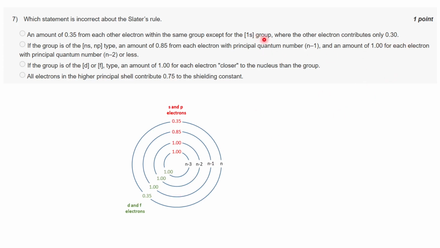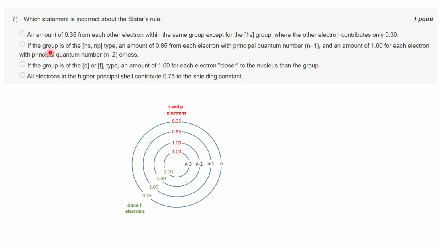If it is in 1s, and we are looking at a 1s electron, then each will contribute 0.3. But for other cases, it will be 0.35. So is this right or wrong? Right, ma'am. Yeah, this is right. So we'll go to the next option.